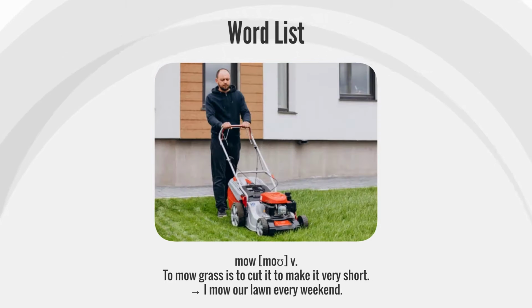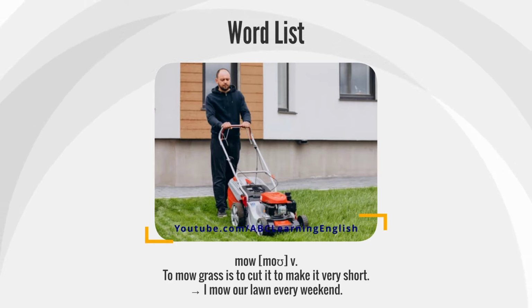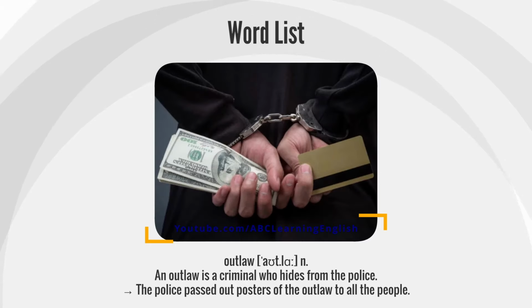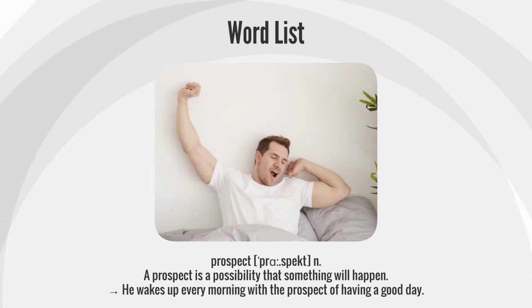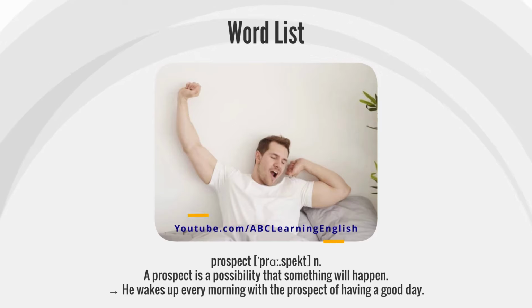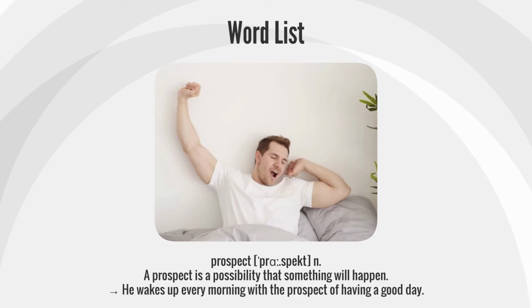Mow. To mow grass is to cut it to make it very short. I mow our lawn every weekend. Outlaw. An outlaw is a criminal who hides from the police. The police passed out posters of the outlaw to all the people. Prospect. A prospect is a possibility that something will happen. He wakes up every morning with the prospect of having a good day.